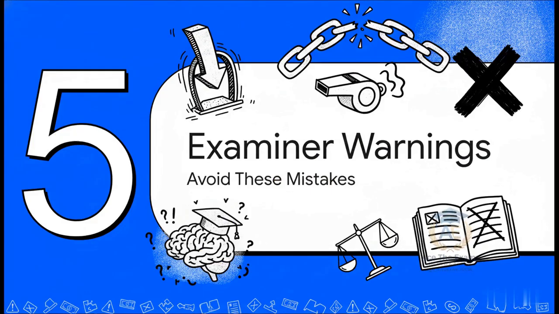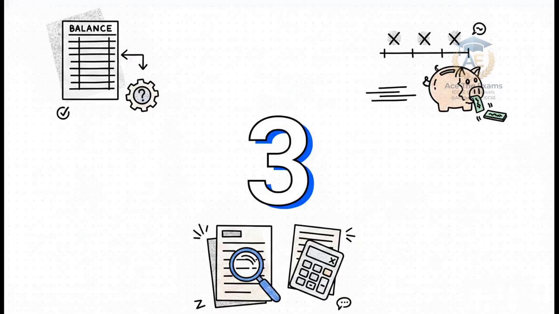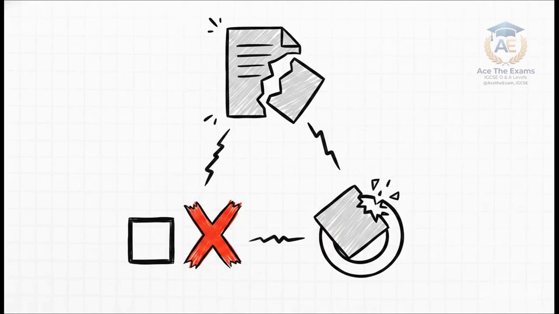Section 5, Top Examiner Warnings. We are going straight to the source to expose the traps set by the examiners themselves. Across thousands of graded papers, there are exactly 3 critical, recurring mistakes that examiners have flagged year after year. Let's detail these 3 massive roadblocks.